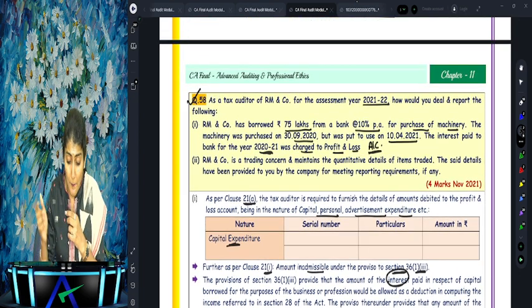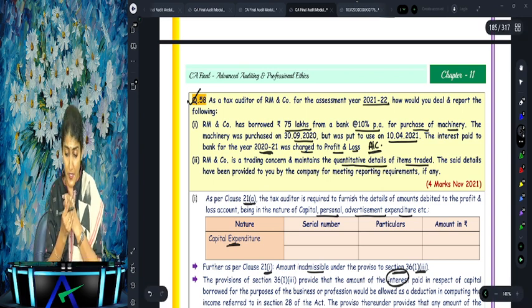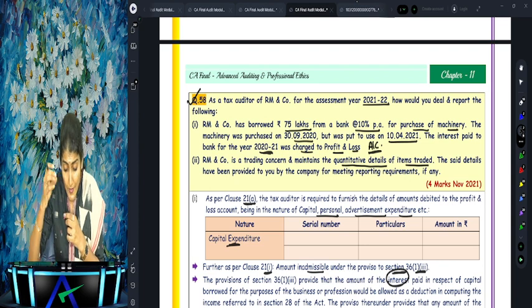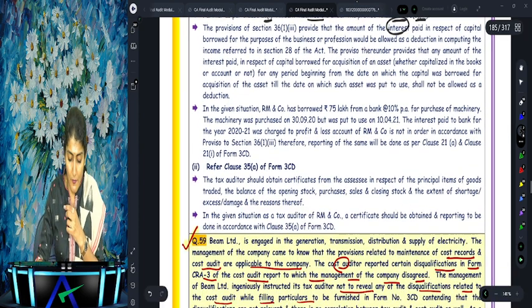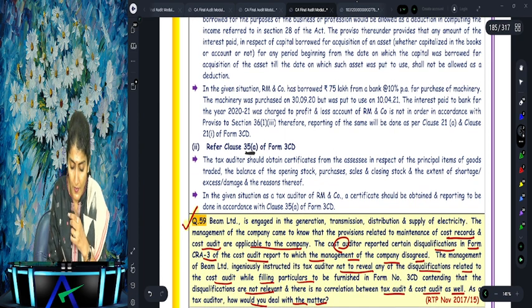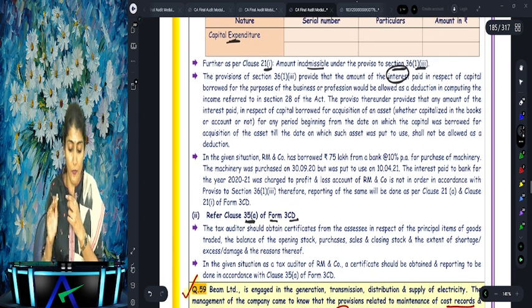And RM company is a trading concern and maintaining the quantitative details of the items traded. The said details have been provided to you by the company for meeting the reporting requirements, if any. Right, so again, where these details are to be reported under 35A of the form 3CD. Right, under 35A of the form 3CD.